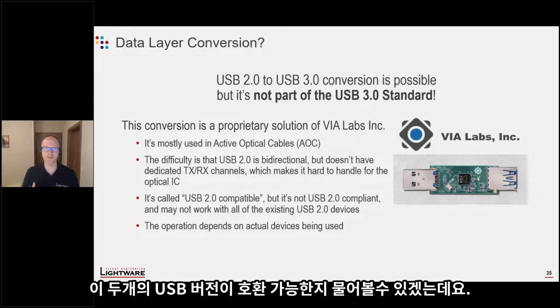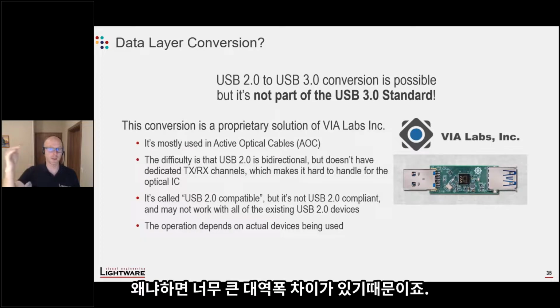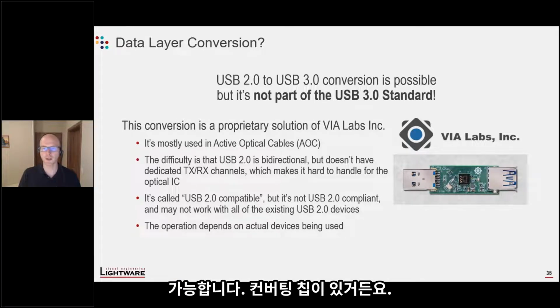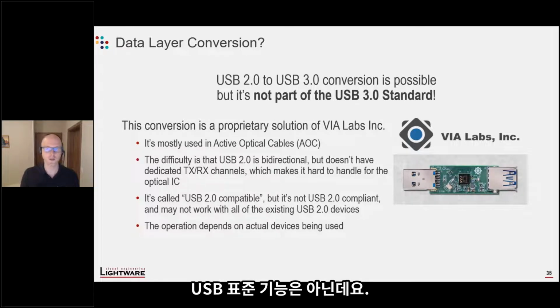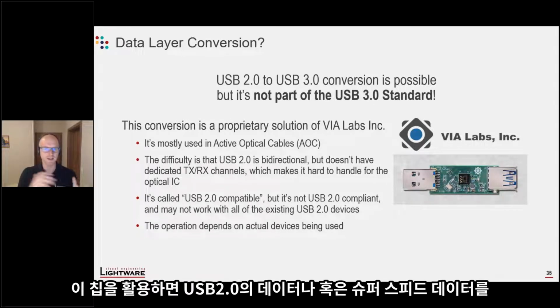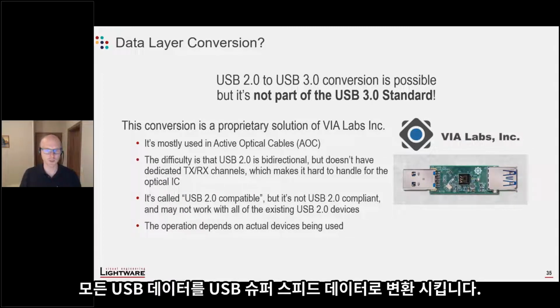So the question might arise whether conversion between these two layers is possible or not. Well, obviously from super speed USB converting down to USB 2, it's not possible because we have too much bandwidth. But from USB 2 up to super speed USB, it's possible. There's a chip that can do this. It's not part of the USB standard, but this VIA Labs company made a chip that can do this. So they take in data on the USB 2 layer, maybe on the super speed layer as well, and they transform the USB 2 layer up to super speed USB. And then from that point, it's all USB super speed.